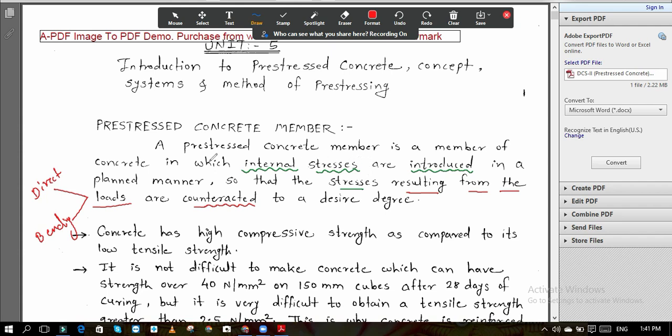Is it clear now? It is now very simple to understand if you read it carefully. A prestressed concrete member is a member of concrete in which internal stresses are introduced in a planned manner so that the stresses resulting from the loads are counteracted to the desired degree. As per our need, as per our want, they get counteracted. So now this is about the prestressed concrete member. Some significant points about this we are going to see now.